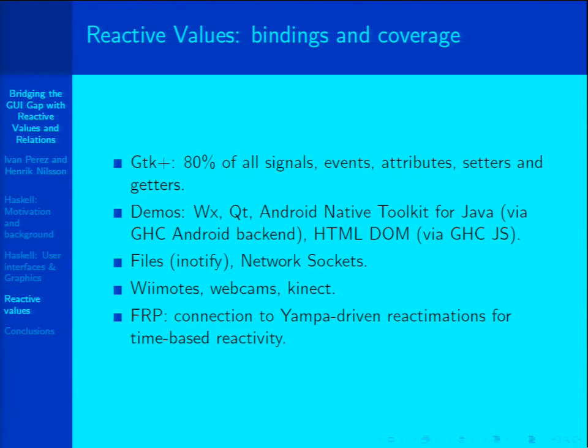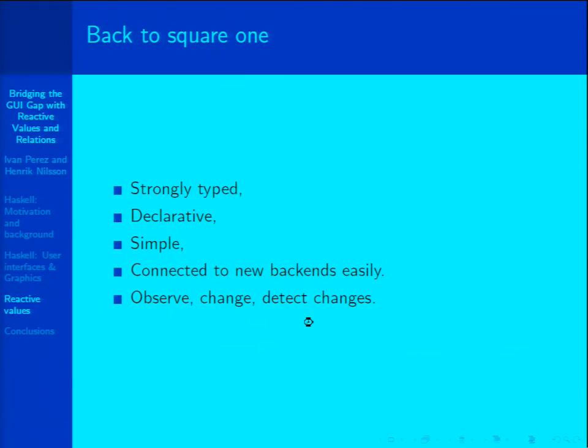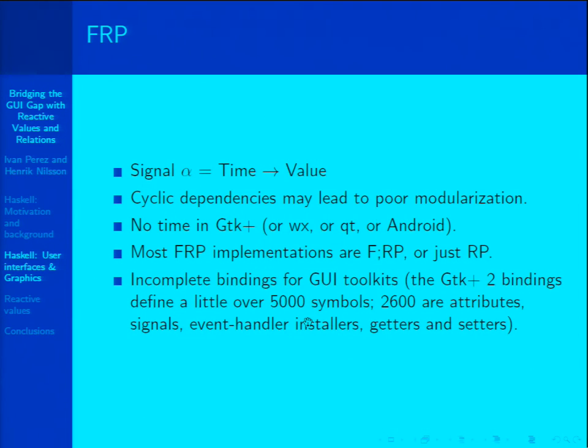With this library, 80% of GTK is covered. When I say 80%, GTK2 exports over 5,000 symbols. Of those 5,000, 2,600 are event handler installers, signals, attributes, getters, setters. There's a script in the library that browses all of the symbols defined and tries to pattern match on the signatures of different event handler installers and signals, and does the right thing for most of them. So 2,100, more or less, are covered by the script.